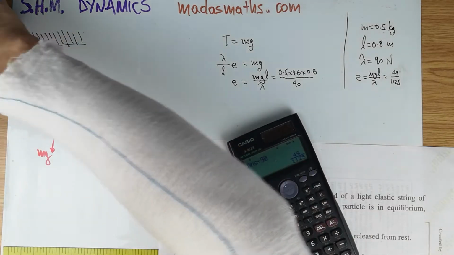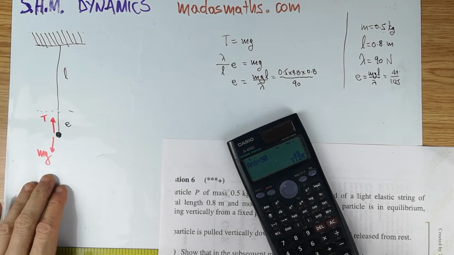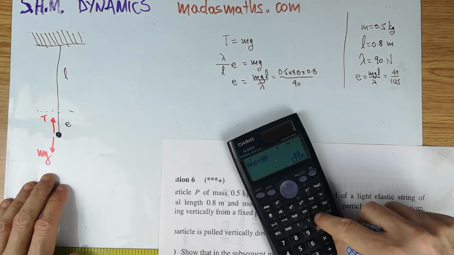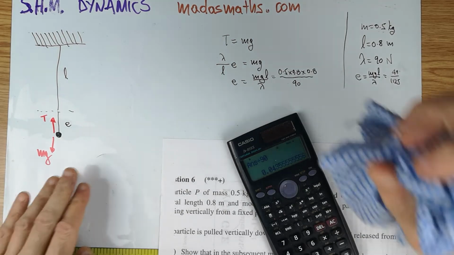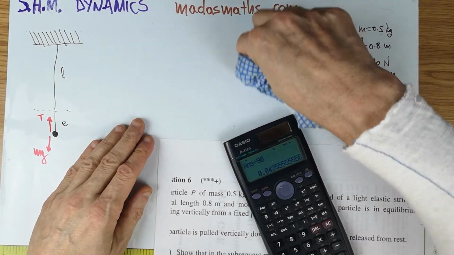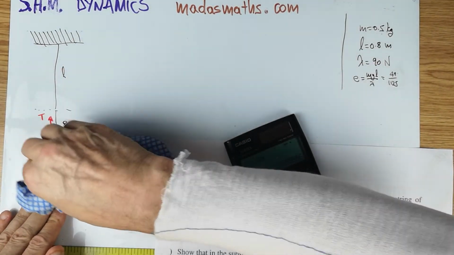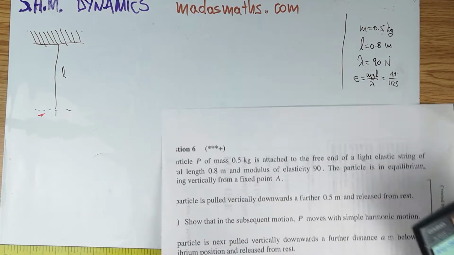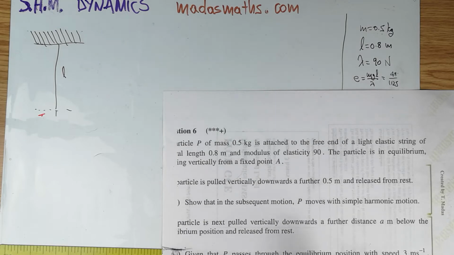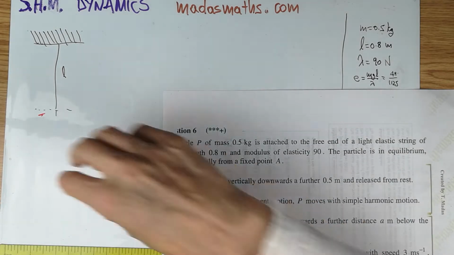So what I've found so far is that when it's in equilibrium, lying there undisturbed, the extension of the string is just a little bit over 4 centimeters. Now I'm going to prove that the particle will be moving with SHM if we pull it a little bit further down. The question says the particle is pulled vertically downwards a further 0.5 meters and released from rest.